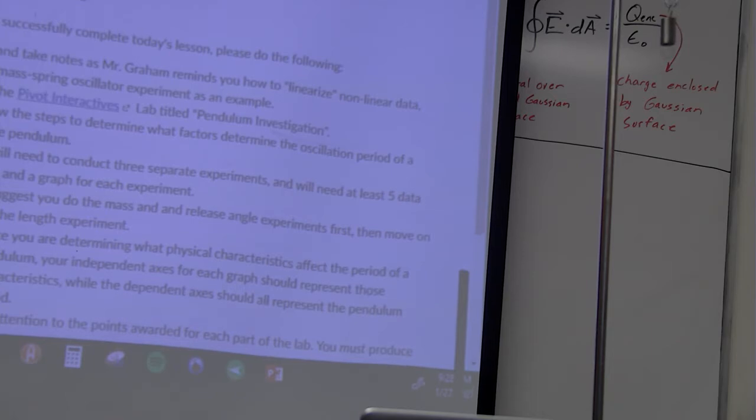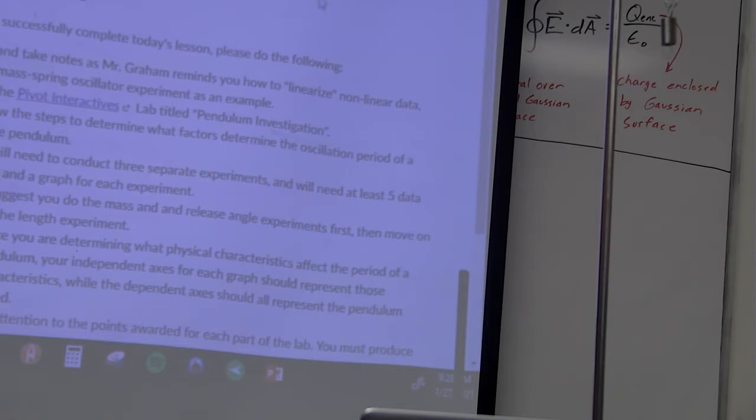So for the next 3 days, you'll be doing a Pivot Interactives lab experiment to determine what factors affect the period of a pendulum. Remember when we were talking about mass spring oscillators, we were like, does the amplitude affect it? Does the mass affect it? Does the spring constant affect it? Right? What affects the period of a mass spring oscillator? Now you're going to ask questions about what affects the period of a pendulum.